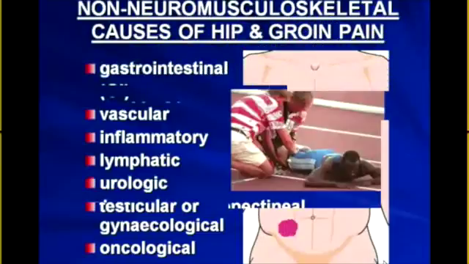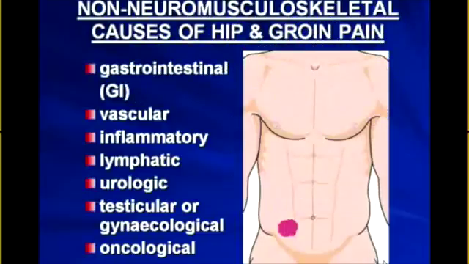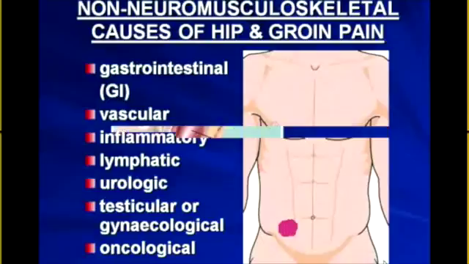We also have to consider that there are many non-neuromusculoskeletal causes of hip and groin pain. So we need to look at causes that come from the GI system, causes that come from the vascular system, the inflammatory, lymphatic, urological, testicular, or gynecological, and oncological. And we're going to talk specifically about things under each of those headings that can create hip and groin pain that are not within our scope of practice and that require immediate referral back to the physician for any of these other findings.